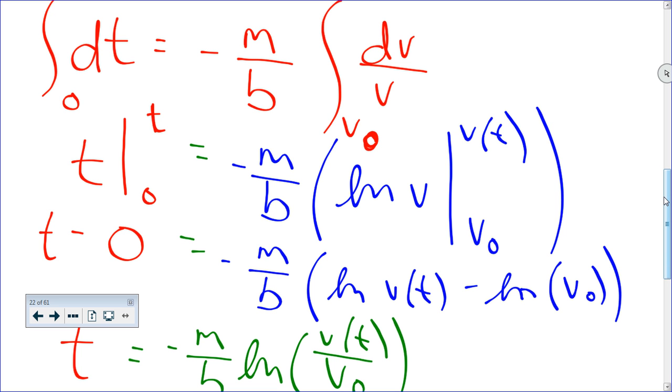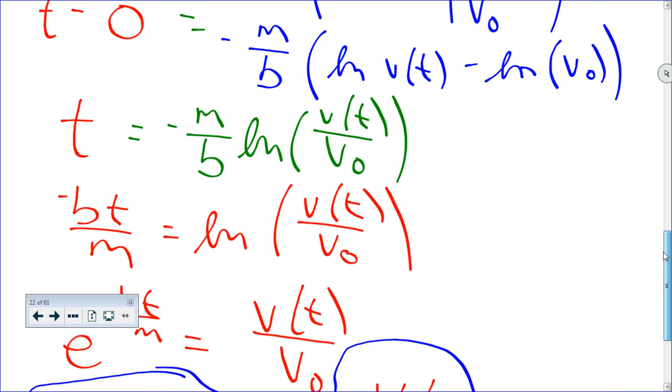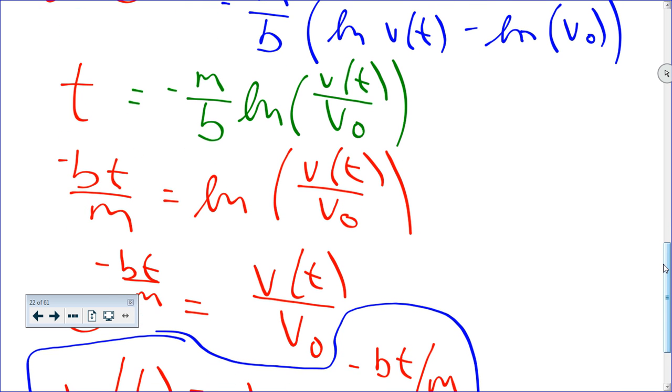All right, so the integral of dt is just t. Integral of dv over v is natural log of v. Good? And then we know our bounds that we're evaluating at. So from here to here, I just plugged in my bounds, right? T is going from 0 to t. V is going from v0 to vt. So anyway, simplify, simplify, simplify.